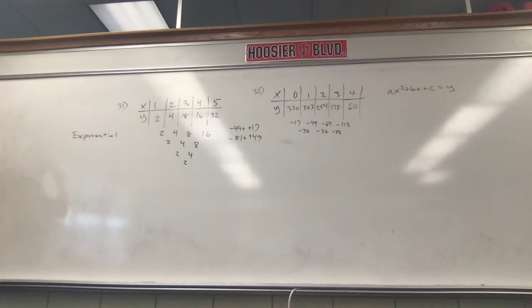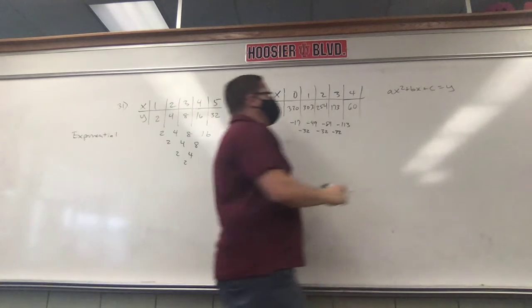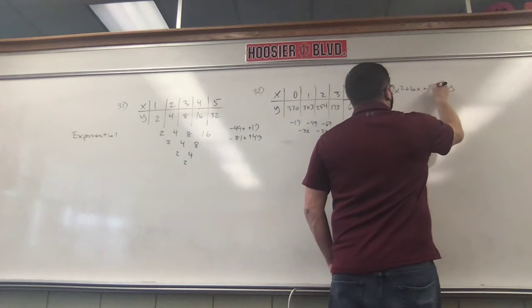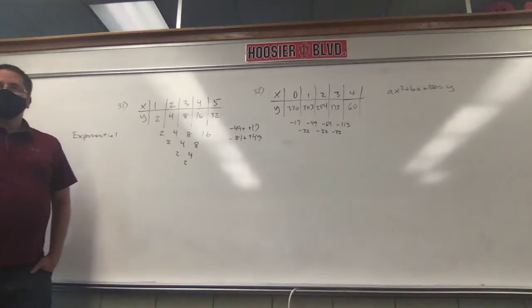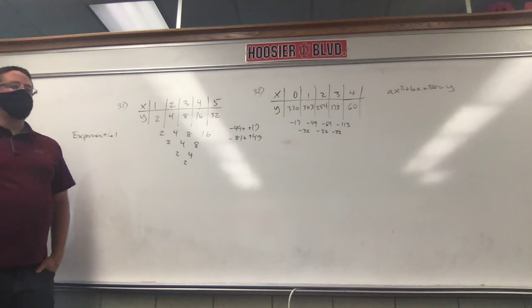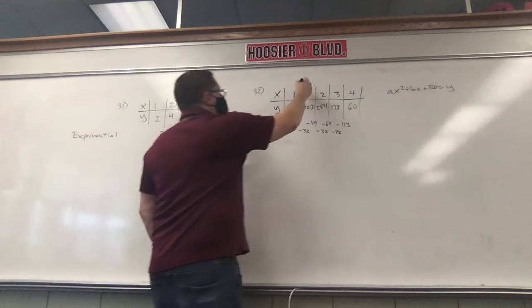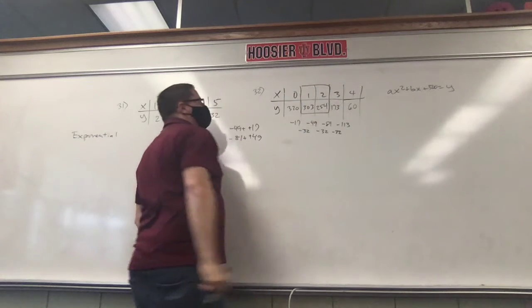Pick it on again, Jordan. Do you know what c is on this one? 320. So I'm just going to put 320 in there right now. So we have two unknowns, a and b, and we've got to use 2 points to find our 2 equations. I'm going to use these, okay?